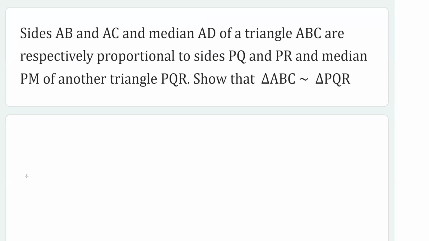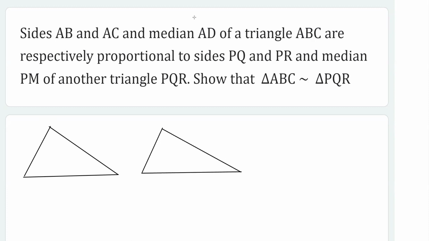So let's say I make a triangle here, and I'll name it ABC. I'm making another triangle here, and let's say I name this PQR. So this is A, B, C, and this is P, Q, R.